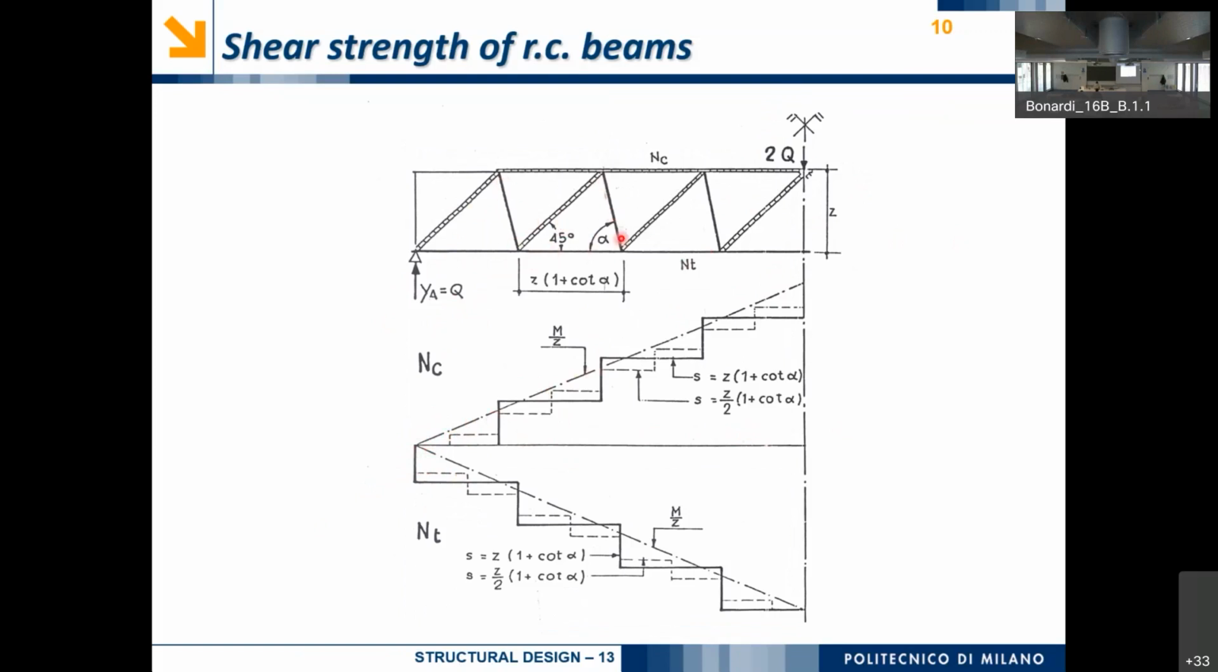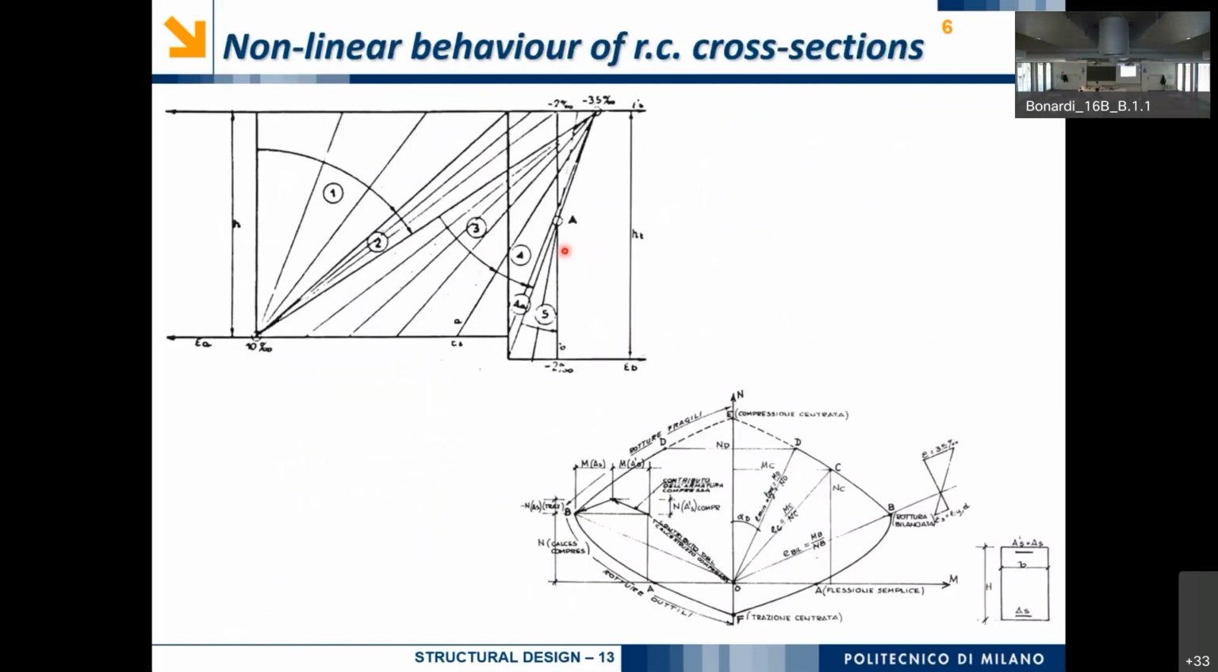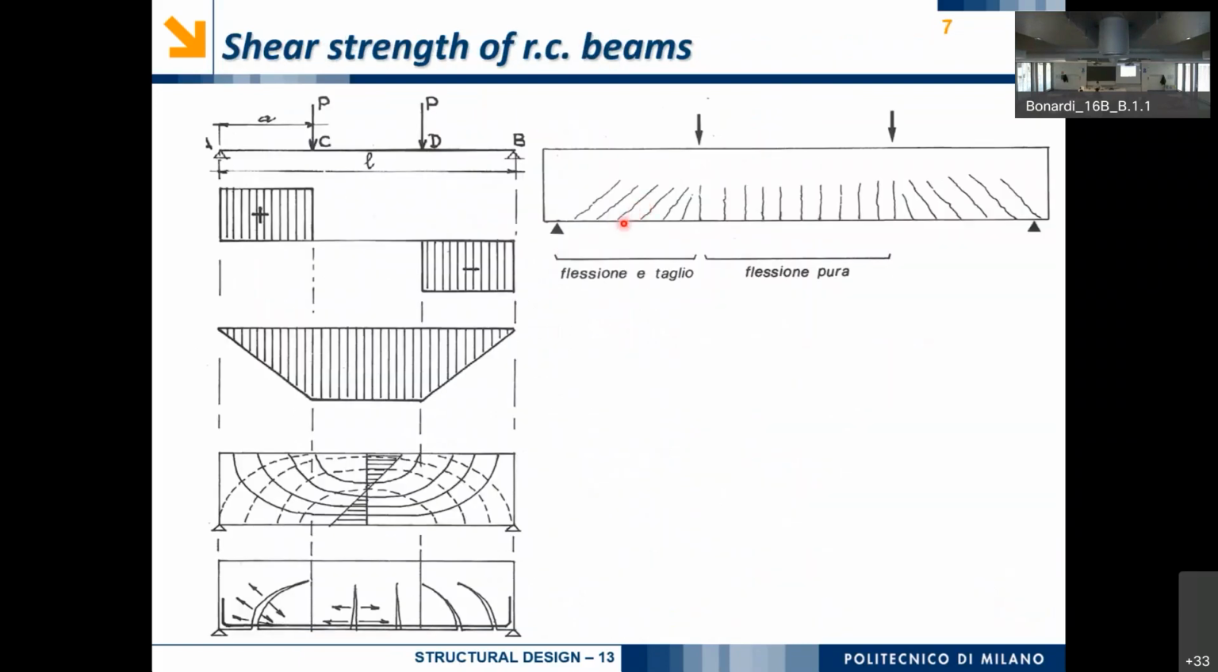And what changes is that here we are explicitly giving a value of the inclination of the struts, and we have a generic value of the inclination of the ties. So basically, the struts here have an inclination. Usually we use 45 degrees because, let me come back here, it is the average value of the inclination of the cracks when we have shear.